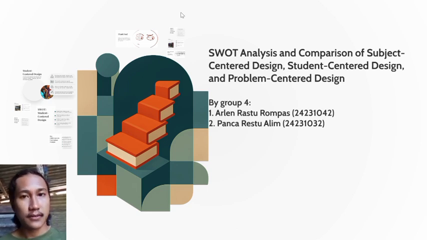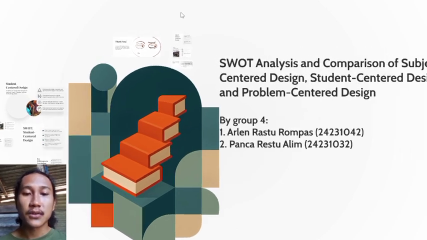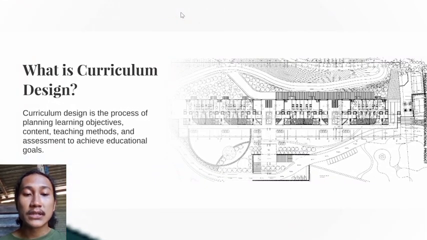And today we would like to explain about SWOT analysis and comparison of subject-centered design, student-centered design, and problem-centered design. Before we move on to the explanation, we have to know what is curriculum design. Curriculum design is the process of planning learning objective, content, teaching method, and assessment to achieve educational goals. So basically, guys, it is the process of planning learning activities.